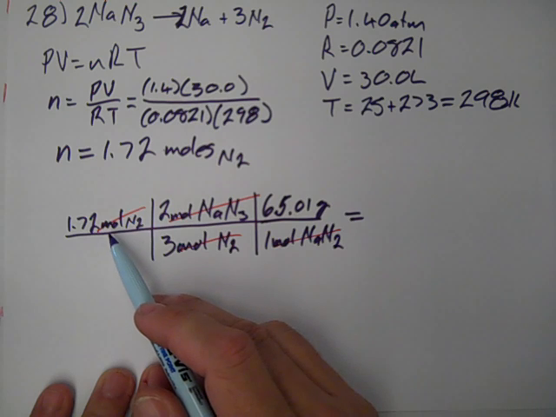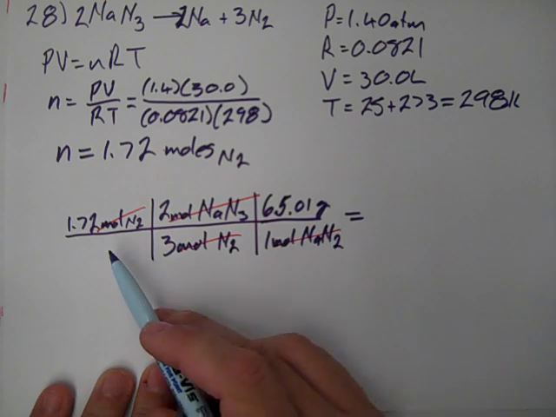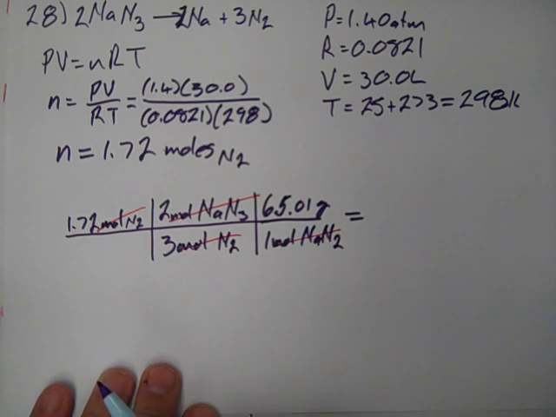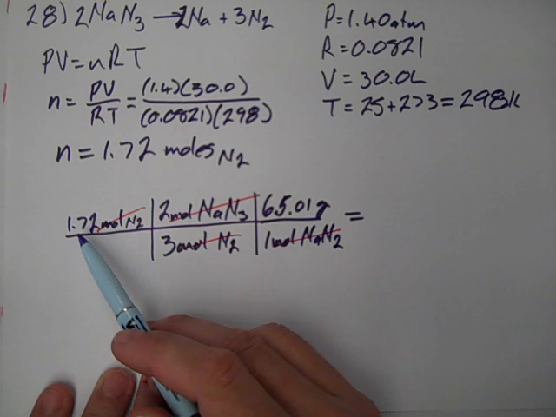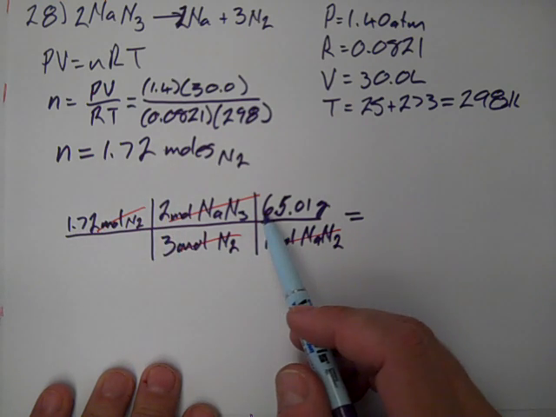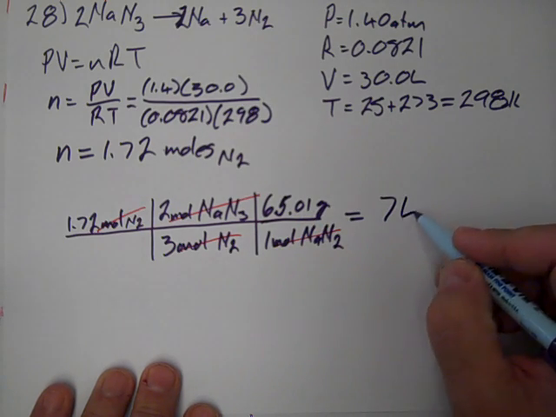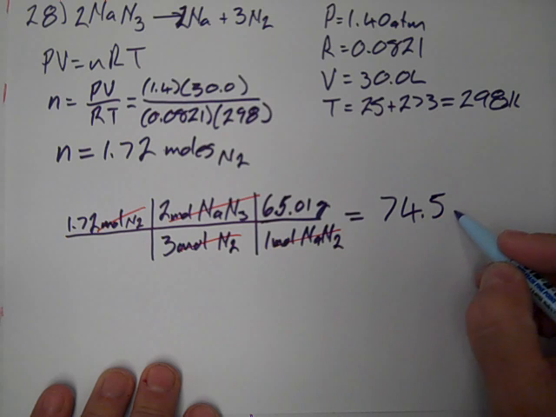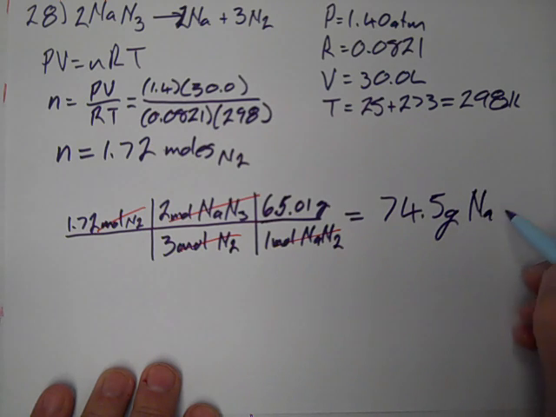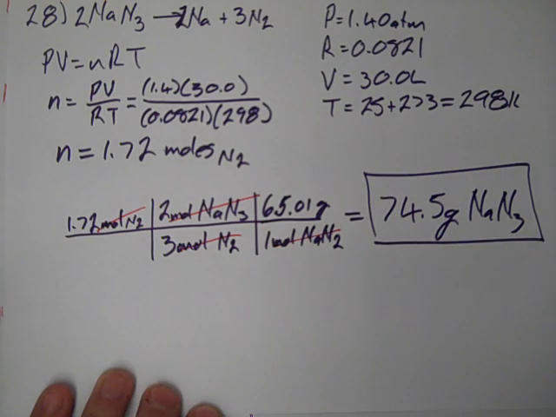If you don't remember these picket fences, you multiply across numbers on the top, you divide by numbers on the bottom. So in my calculator, I would put in 1.72 times 2 divided by 3 times 65.01, and I end up with 74.5 grams of sodium azide. That's what it takes to inflate the airbag.